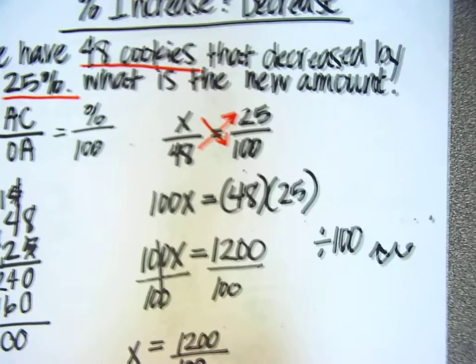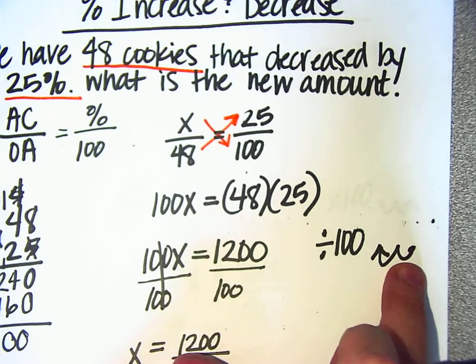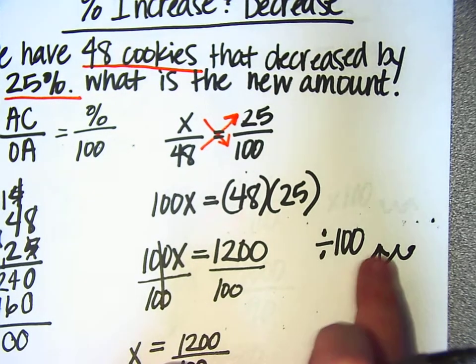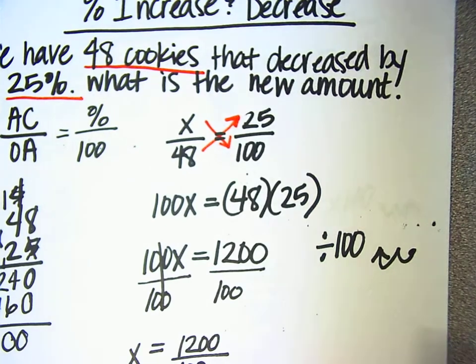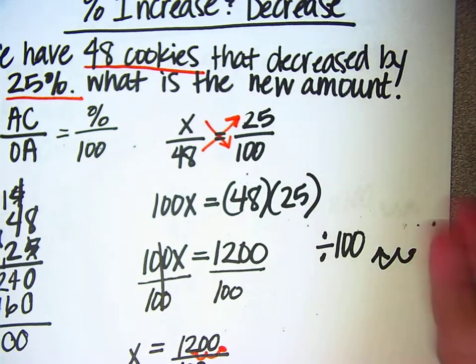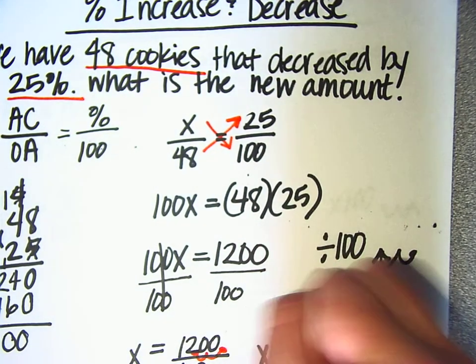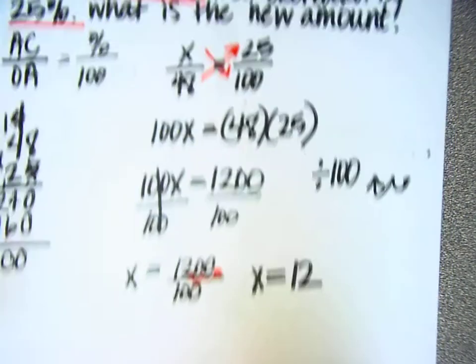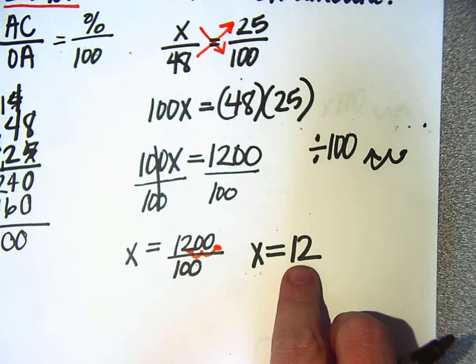And since we're dividing by 100, I can move my decimal spot 2 places to the left to get my answer. So my decimal would be right here. I'm going to move it over 1, 2. That equals 12. X equals 12. But this is not my answer. This is just however many cookies my husband ate.